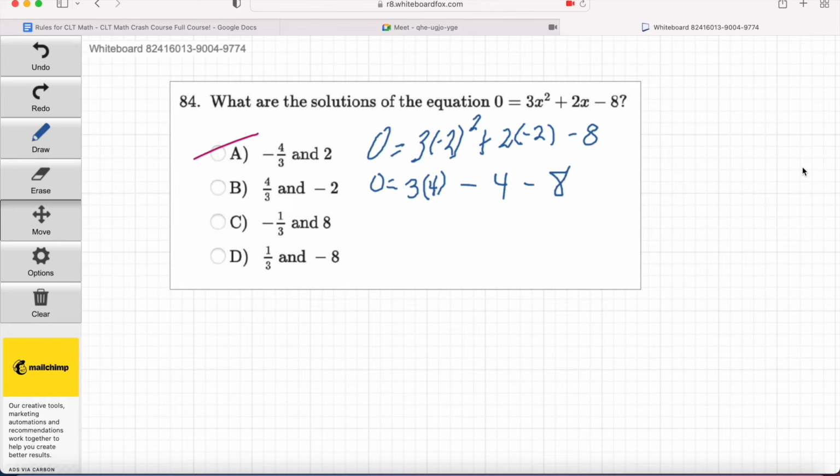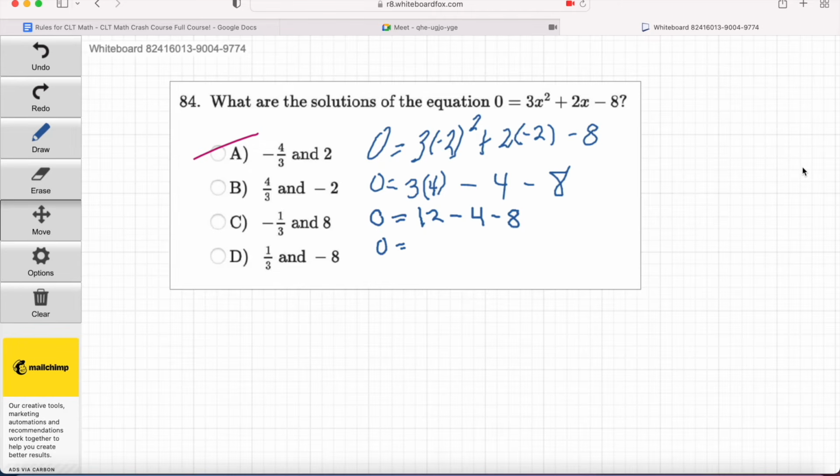Minus 8. When I say step by step, you don't have to do just one chunk at a time. You can kind of simplify as you go along. What's that going to give us? So we have 12 minus 4 minus 8, which would equal 0. We get a true statement for negative 2.